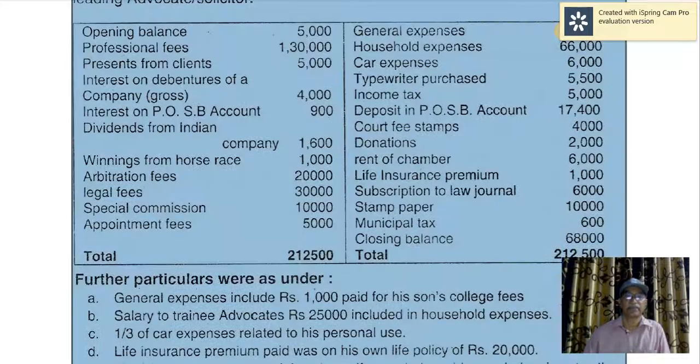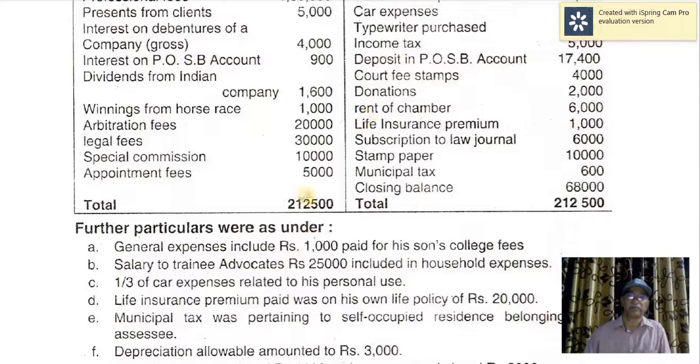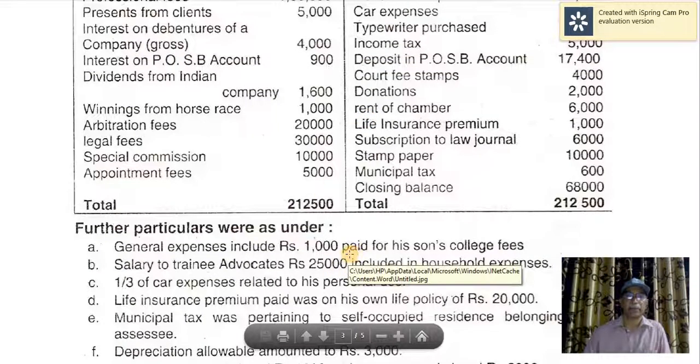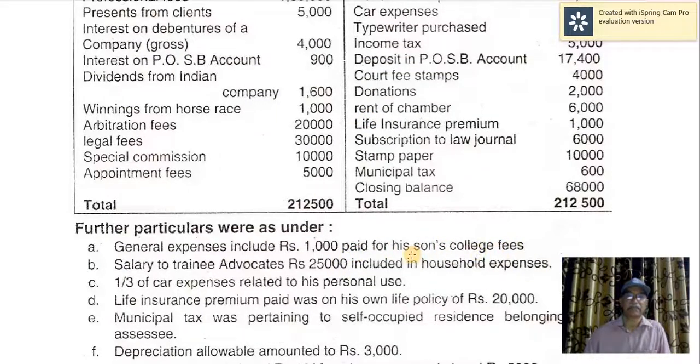Of that, 1,000 is college fees paid for his son, and the amount is rupees 1,000. Therefore, that should be deducted from general expenses. General expenses are allowed, but 1,000 should be deducted.